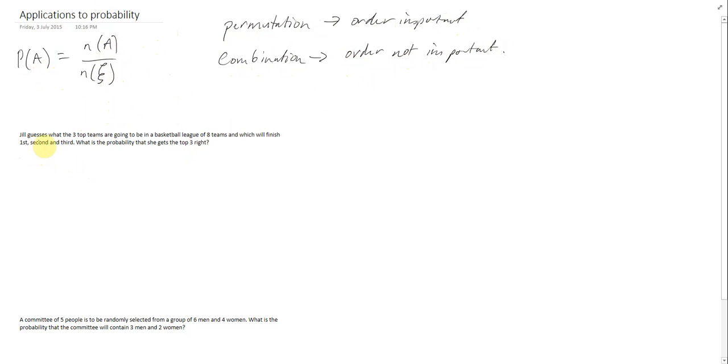Okay, this person, Jill, guesses what the top 3 teams are going to be in a basketball league of 8 teams, and which will finish first, second, and third. What is the probability that she gets the top 3 right?